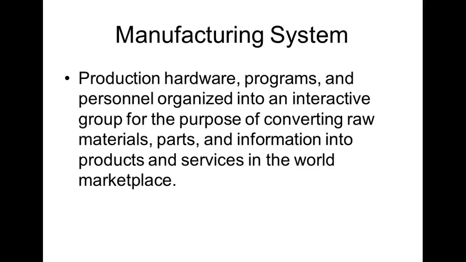The definition of a manufacturing system: production, hardware, program, and personal organization into an interactive group for the purpose of converting raw material parts and information into products and services in the world market. So basically, to be a manufacturer, you have to take raw material. U.S. Steel would be considered to be a manufacturer, or used to.